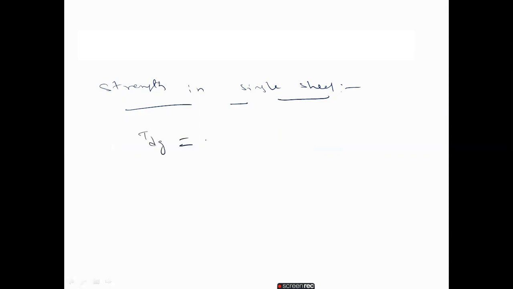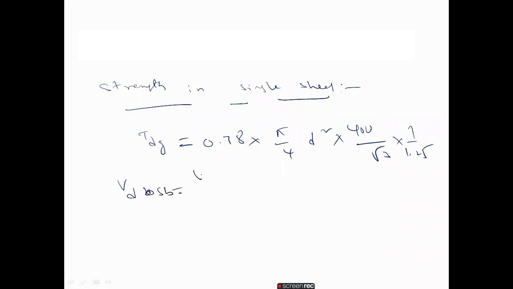TDG equal to 0.78 into pi by 4 d square into 400 by root 3 into 1 by 2 pi. So how did we get this one? We have done a lot of problems, and I expect the answers like this only. Or suppose I write the formula for this one. We know for the strength in shear calculation, VDSB equal to VNSB by gamma MB. This is the formula to calculate the strength.